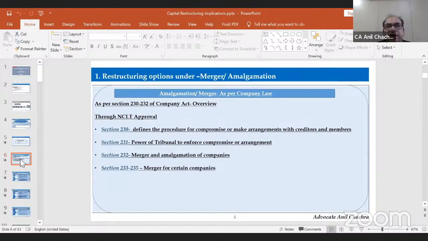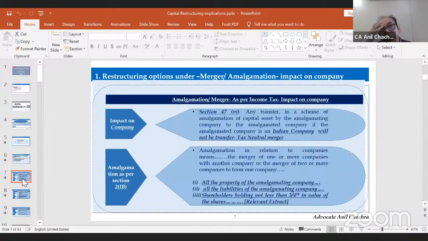The idea is to focus on the income tax side, how the Companies Act as well as the income tax will both play a very crucial role in terms of restructuring. But our focus will be on the income tax side for today's discussion. The first option available for the company is the amalgamation or the merger. In simple language, amalgamation or merger means one company is going to merge with another company. That is simply a merger.